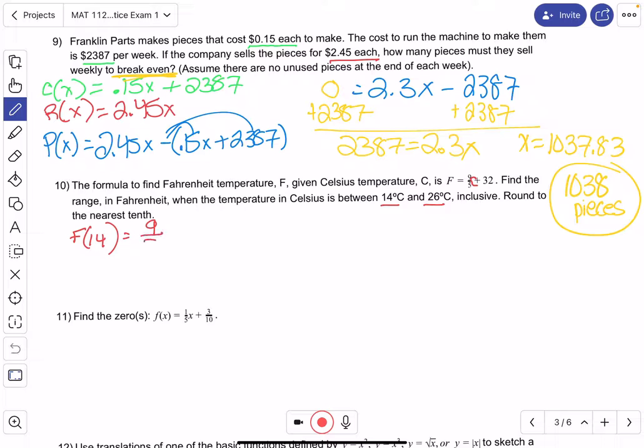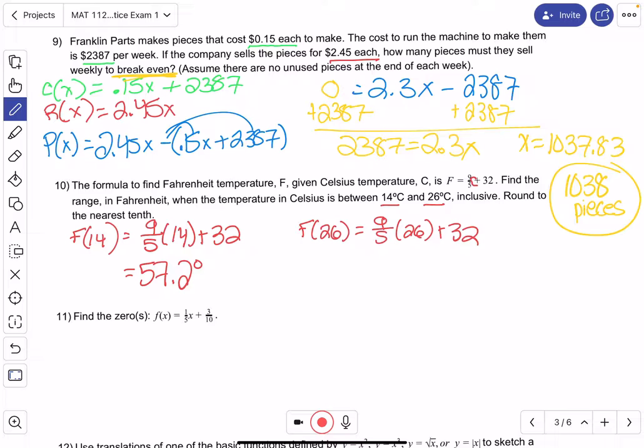So F of 14 would be 9/5 times 14 plus 32. So 9/5 times 14 plus 32 gives us 57.2 degrees. And then we want to plug 26 in because that's going to be our upper end. So if we plug that in, we get 78.8 degrees. So that's going to be our range, 57.2 degrees Fahrenheit to 78.8 degrees Fahrenheit. And it's inclusive, so we would put brackets.